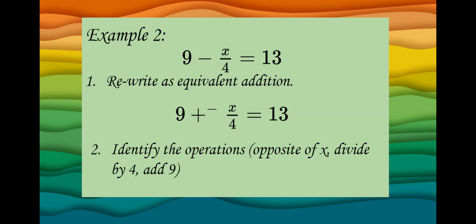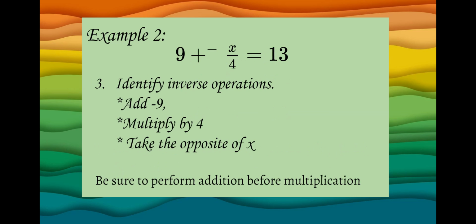We see the opposite of x, we see divided by 4 and adding +9. We now need to identify the inverse operations, which are adding -9, multiplying by 4, and taking the opposite of x. Be sure to perform addition before multiplication.